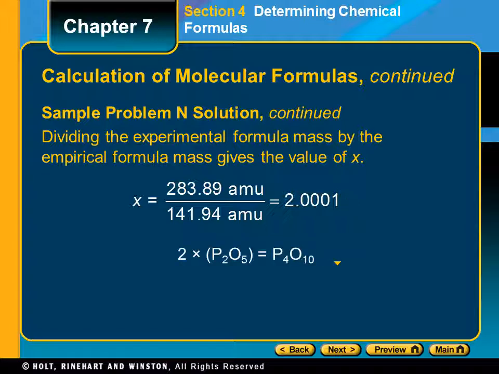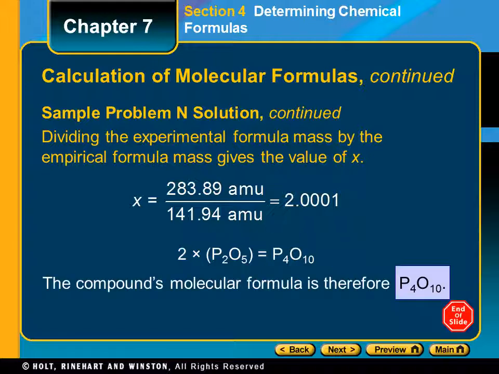That's X, so that goes in front of the empirical formula, 2 times. You multiply the 2 through, which means you're multiplying it into the subscripts, and you get P4O10. And that is how you go through the process of determining the molecular formula. In this case, P4O10 is the molecular formula.